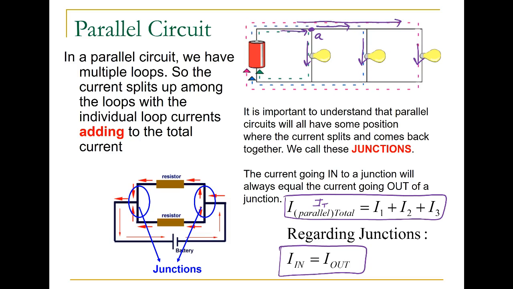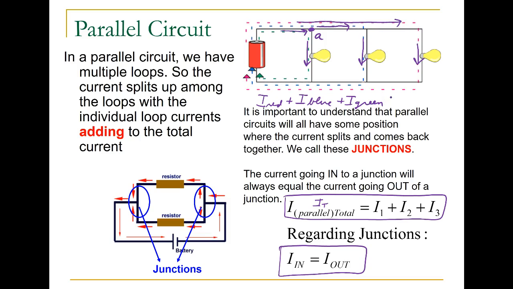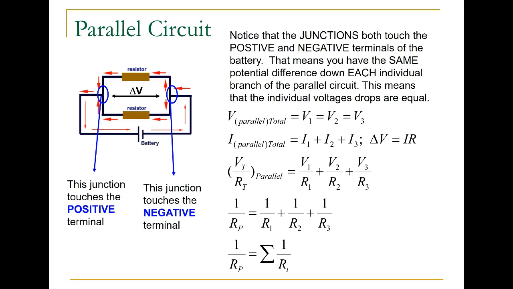Well, what's going into that junction? I have I red, I have I blue, and I have I green. Those are the currents that are going in. And what's coming out? Well, it's the same thing. I red is up here, I green is right there, and I blue is right there. So this is the way that things work for a parallel circuit.